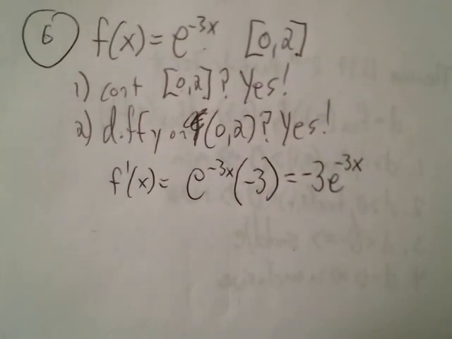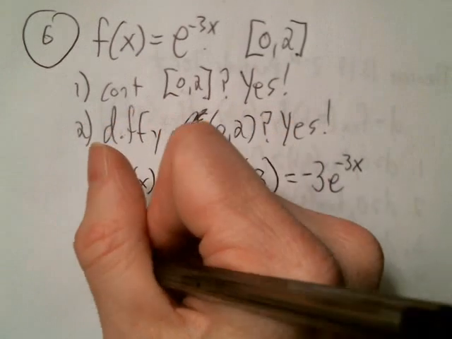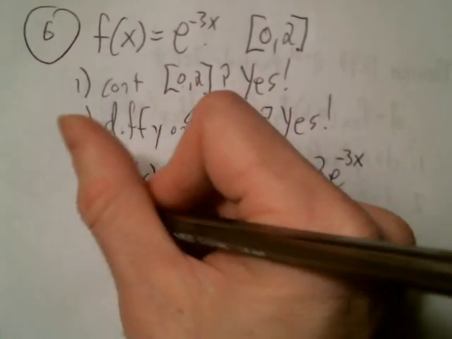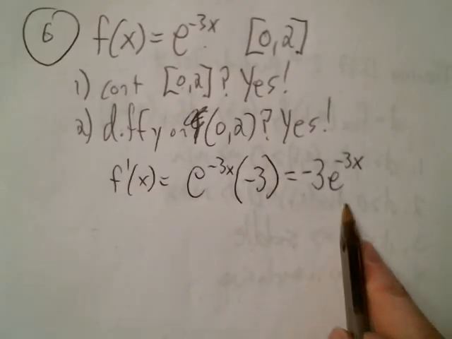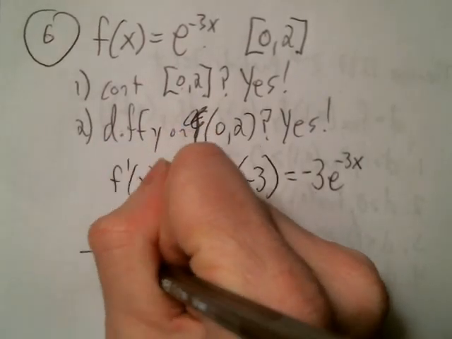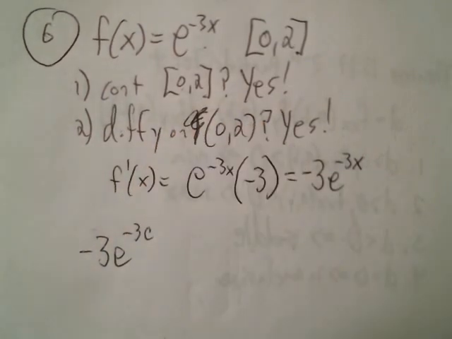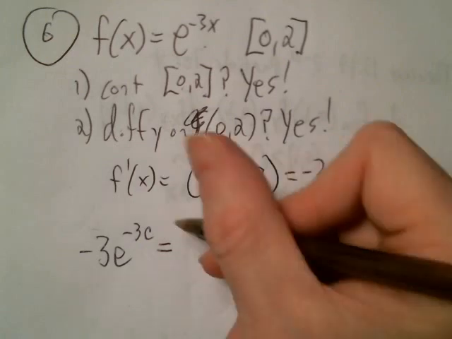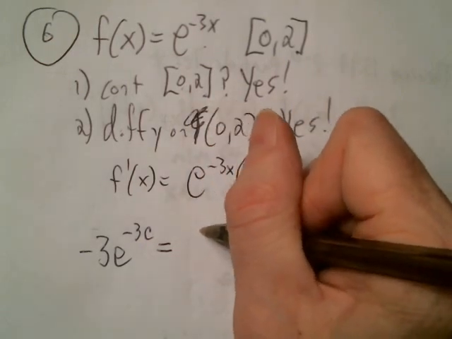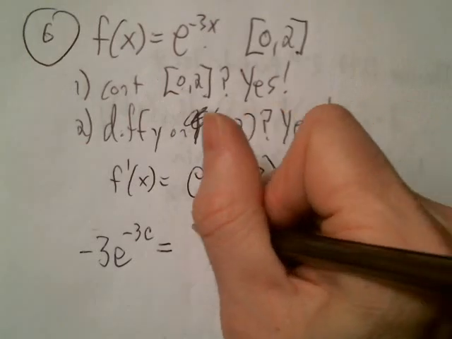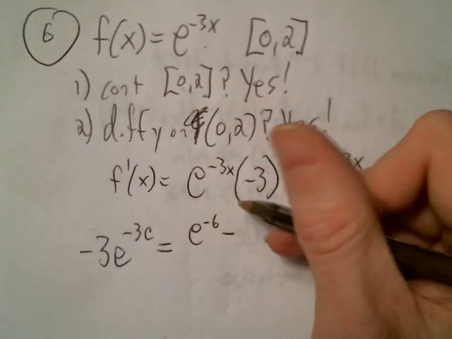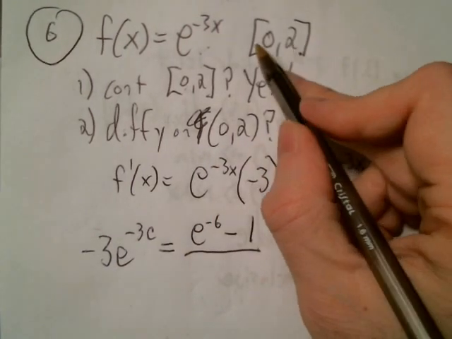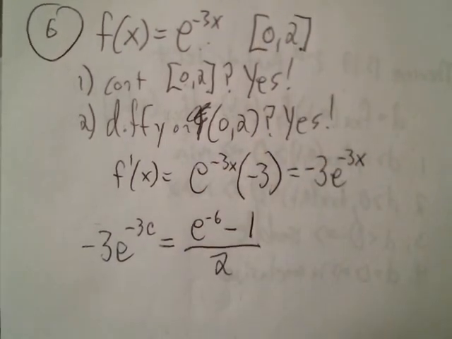Once those two things are confirmed, then you could go to your f prime of c equals f of b minus f of a over b minus a. So f prime of c, so I plug c into this expression, and I get -3e to the -3c, right? On the other side, then, what do I have? f of 2, so I'm plugging 2 into this expression. I get e to the -6 minus f of 0, so e to the 0 is just 1, all over 2 minus 0, which is 2.